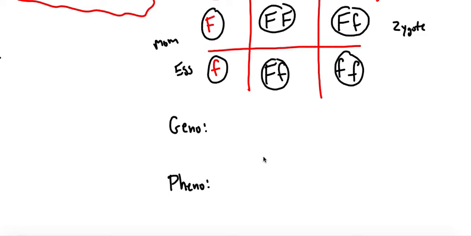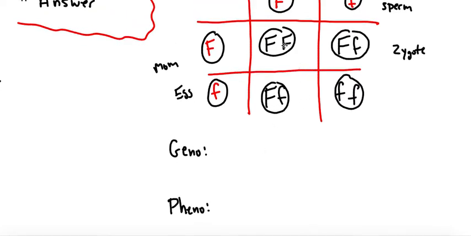So the first genotypic ratio is going to be basically we've got one big F big F, we've got two big F little f, and then we've got one little f little f. So our ratio is going to be a 1 to 2 to 1, big F big F to big F little f to little f little f. Okay, so that's our genotypic ratio, just what the genes are.